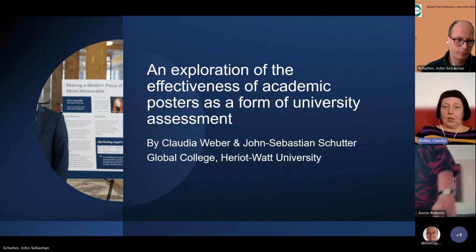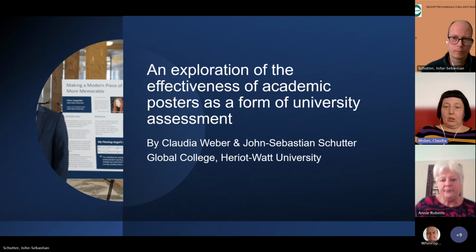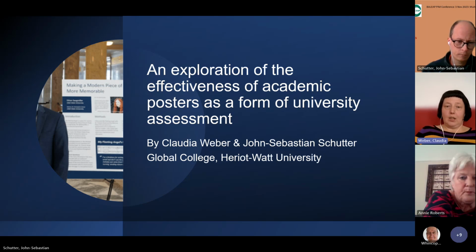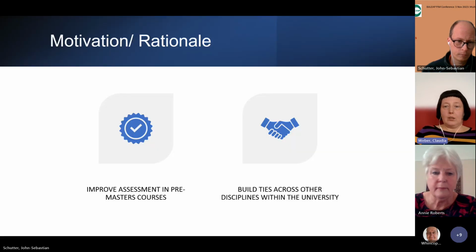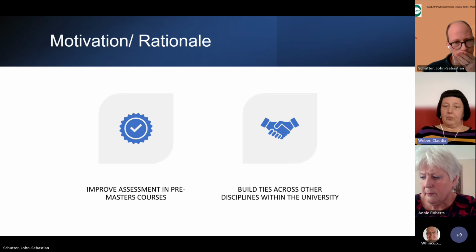Okay. I would like to start us off. So my name is Claudia Weber, and I'm here with my colleague, Dr. John-Sebastian Schutter, and we both work for the Global College here at Heriot Watt University. We want to talk to you this afternoon about a small research project we've done on the use of academic posters as a form of assessment in higher education.